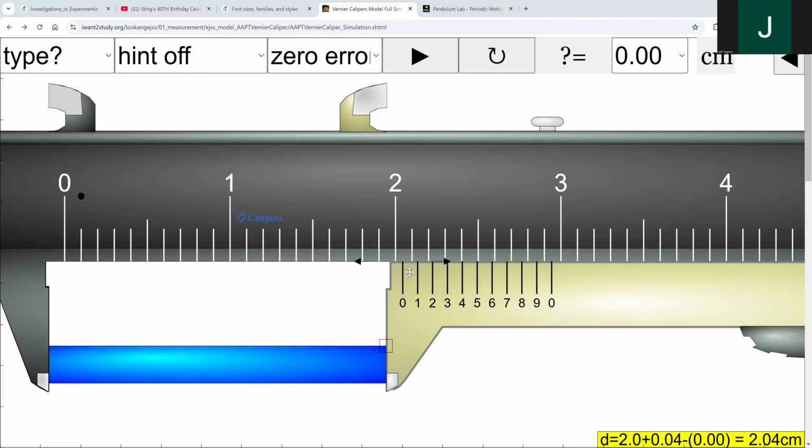Again, to get that last digit, I'm going to look on the vernier scale. In this case, it looks like the 4 lines up best. Sometimes it's really hard to tell. I would say probably the 4 lines up best. So I would read this as 2.04 centimeters. Okay, so that's how you read a vernier scale, vernier caliper.